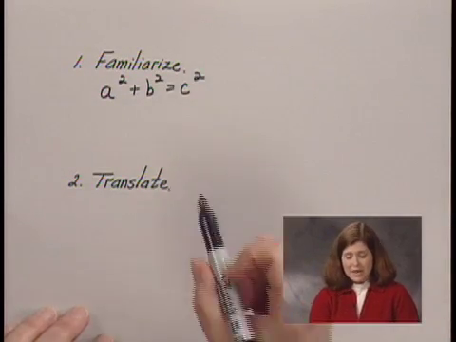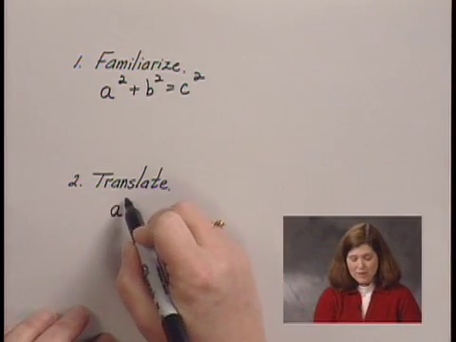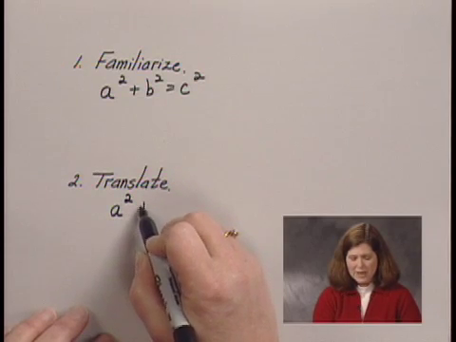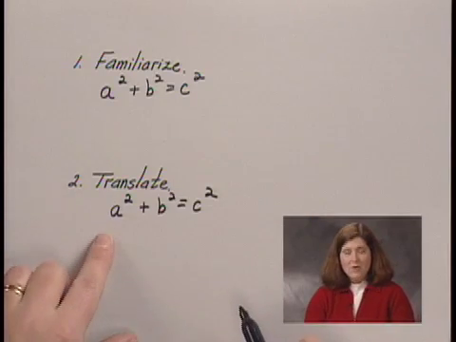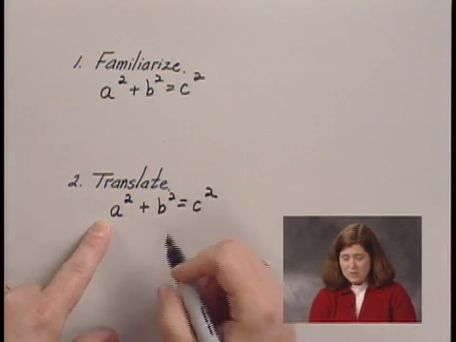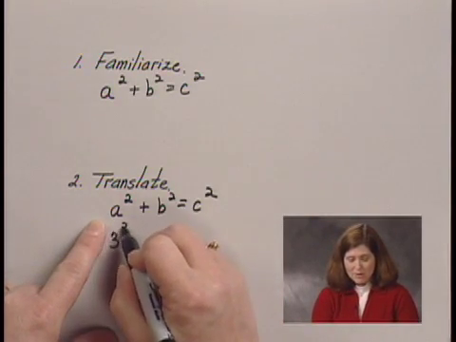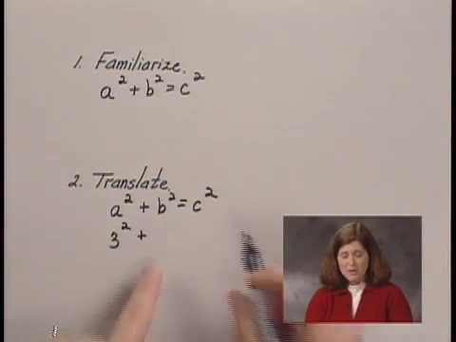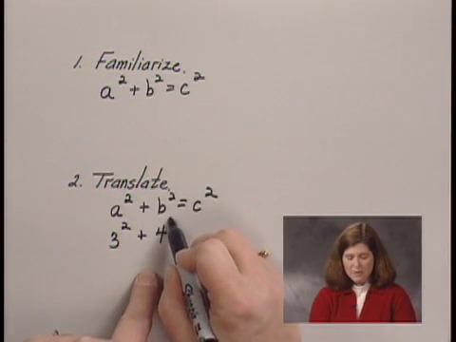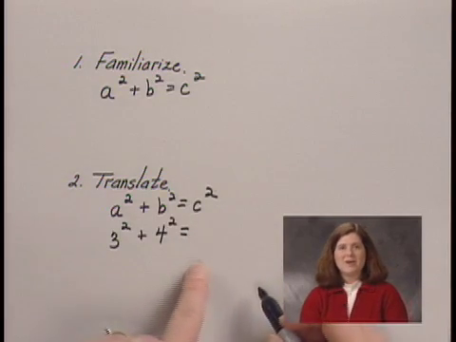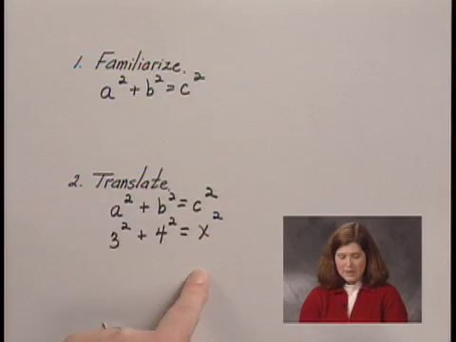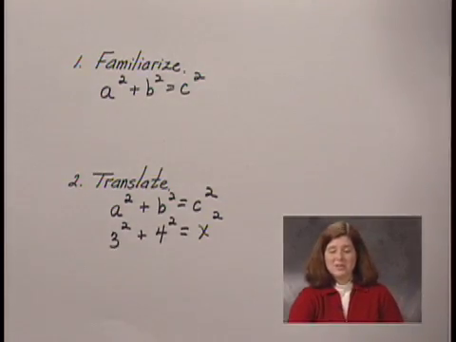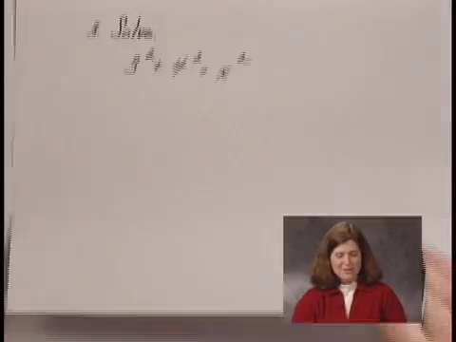So to translate, we use the Pythagorean equation, a squared plus b squared equals c squared. One of the legs was 3 feet, so we make that 3 squared. One of the legs was 4 feet, so that would be 4 squared. And the hypotenuse was x, so this would be x squared. So we have an equation that we can solve, and we move to our third step, which is to solve the equation.